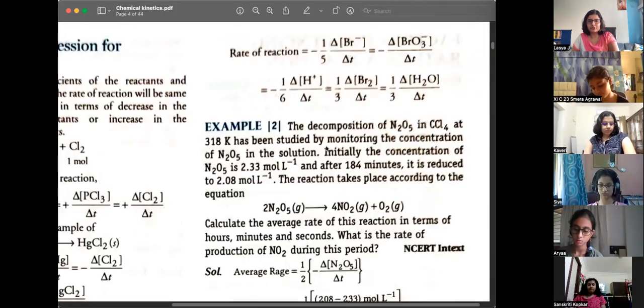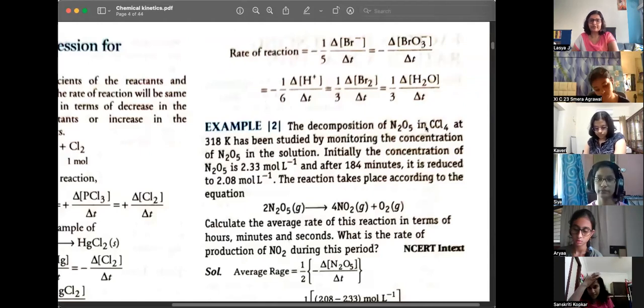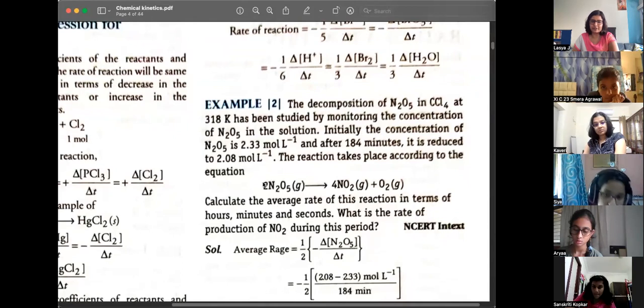So this is example 2. The decomposition of N2O5 in CCl4 at this temperature has been studied by monitoring the concentration of N2O5. So they kept track of the reactant N2O5. Initially it was this much, and after 184 minutes, it reduced to this much. So this is the chemical equation. Calculate the average rate of this reaction.